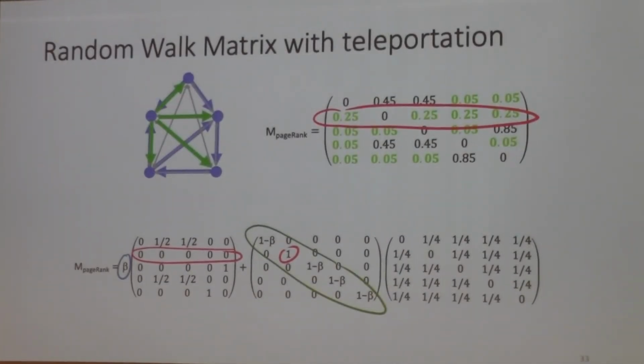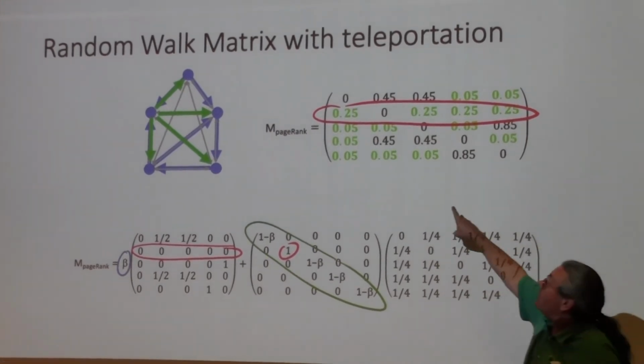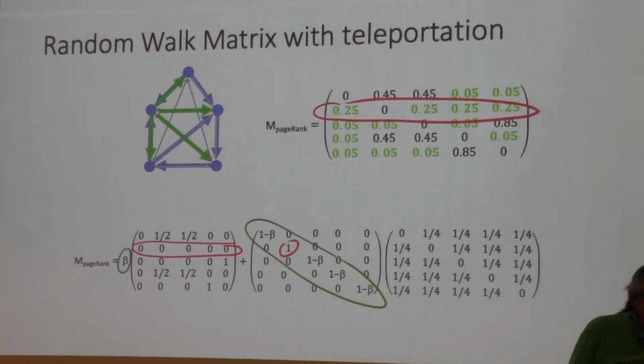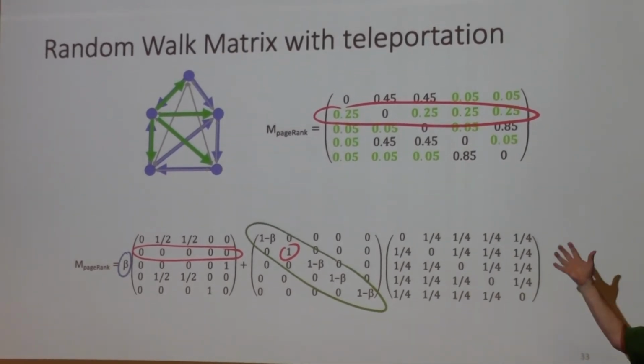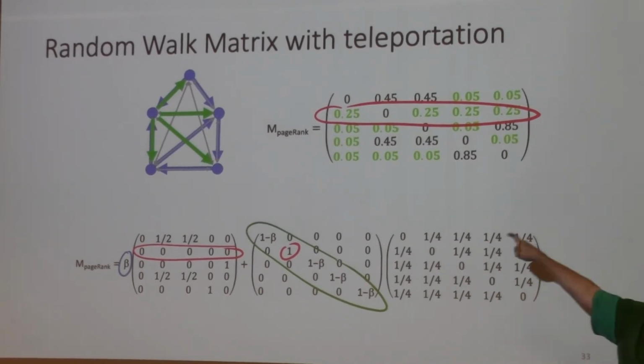Is that good enough? Is it fixed now? Well, let me make a small break, and then we'll see how to compute this. Last time we talked about random walks, but now we're actually doing huge matrix computation. So let's see how to compute this.